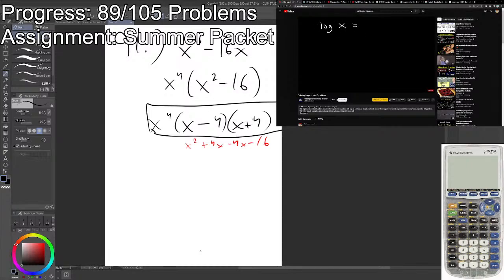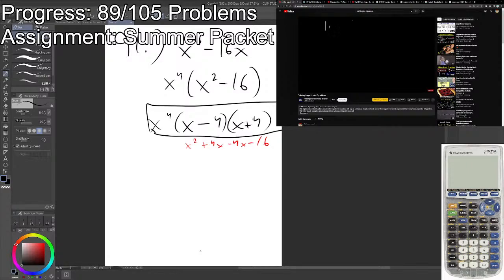If log x is equal to 24, what is the value of x? Now we don't have a base. If there are no bases written, it's assumed to be base 10. So this is going to be 10 raised to the 24th, which is a very, very big number. So I'm going to leave it as 10 to the 24th.